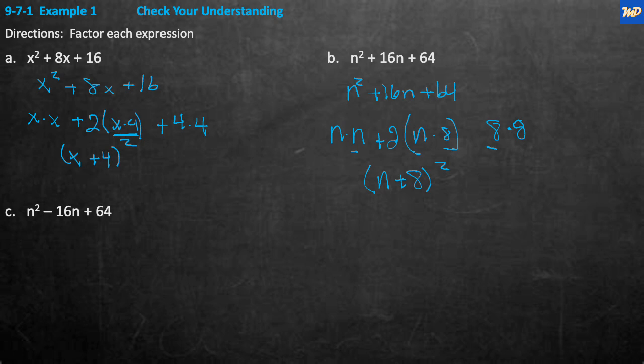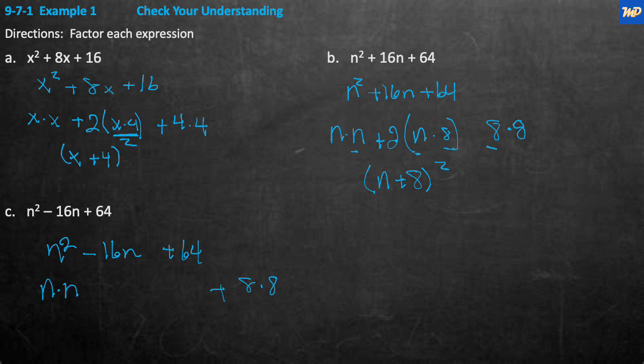Let's do this last one. Now there's a negative in C. So we're going to do the same thing: n squared minus 16n plus 64. It's the same as the problem we just did, except that it's a negative sign here. So now we're going to do the a term, which is n times n. And way over here, I'll do the 8 times the 8 for the b term. Okay, and I can put a plus right there because it's a plus.